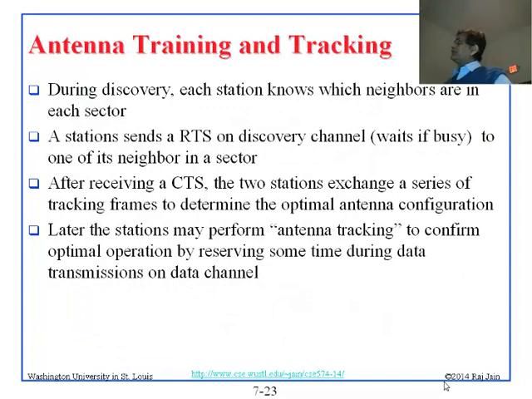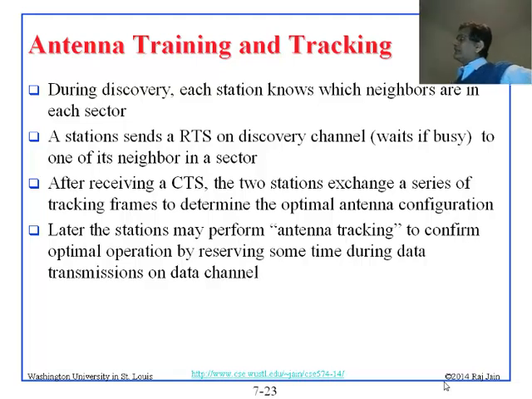During each discovery, each station knows which neighbors are in each sector. So now the complete knowledge is at every place. Okay? A station sends an RTS on the discovery channel. RTS is ready to send, yeah. It sends it on the discovery channel to one of its neighbors in a sector. So now I know you are in sector 7. I want to talk to you. I will say I am ready to send to you, and I'll obviously tell you how much time and to whom and all that, right?